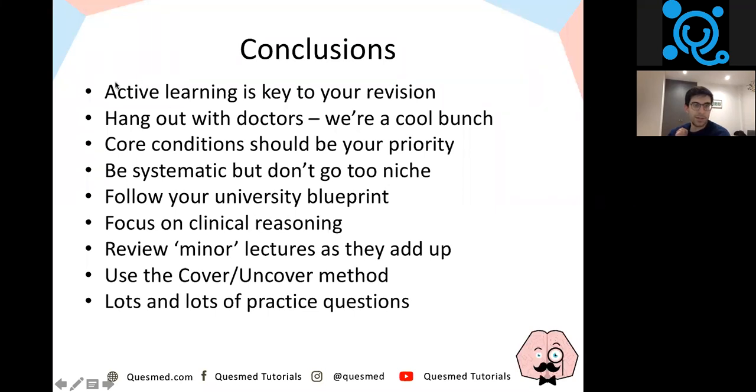Okay, so just to go through the questions. On learning foundations without reference to physiology: yes, physiology is important, but the main thing I was really referring to was the core conditions in medical school, the key ones that you see time and time again.